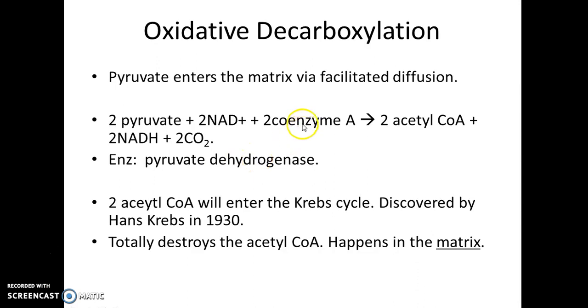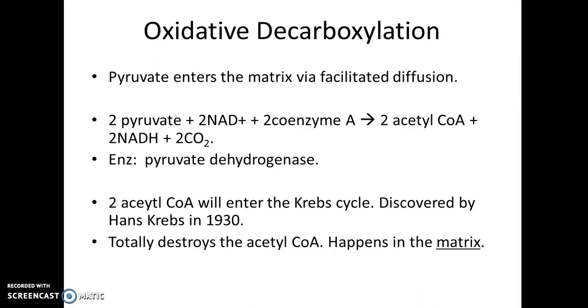Coenzyme A, interestingly enough, is formed from vitamin B. I don't know why it's not called coenzyme B or why it's not called vitamin A, but vitamin B, that's why it is the energy vitamin. It gives you a structure called coenzyme A, which allows you to continue through aerobic respiration.